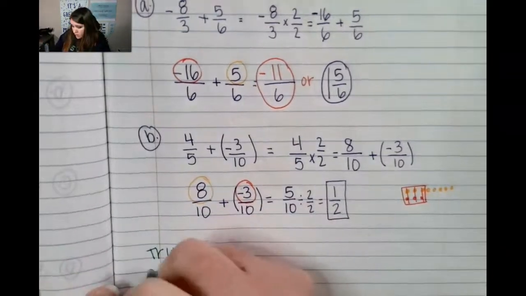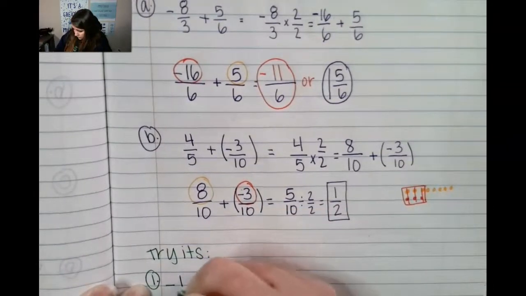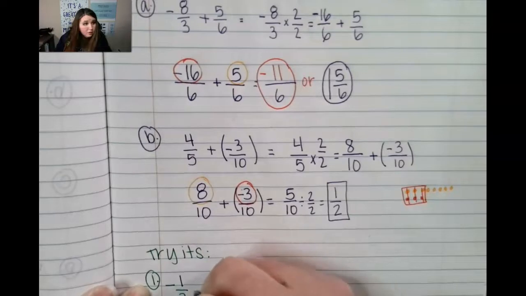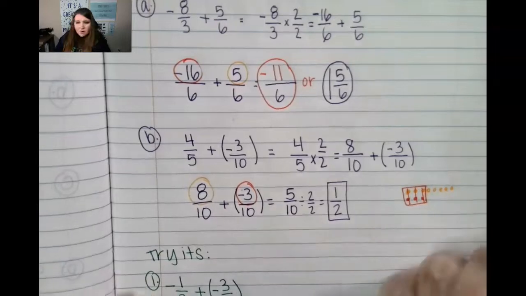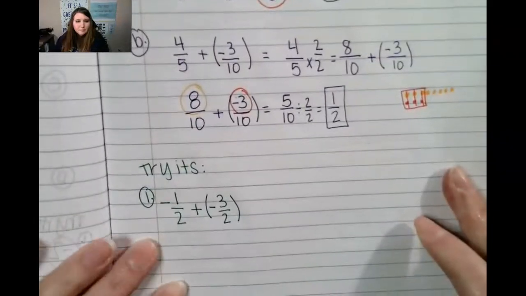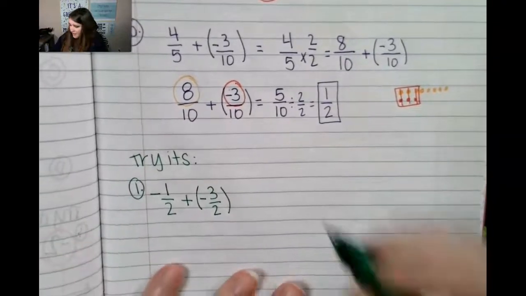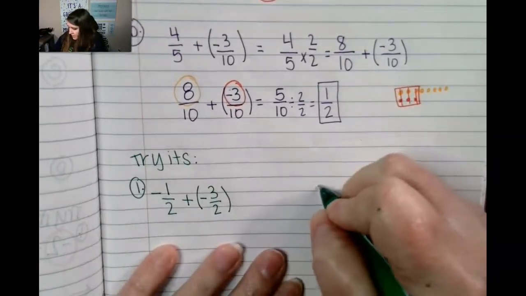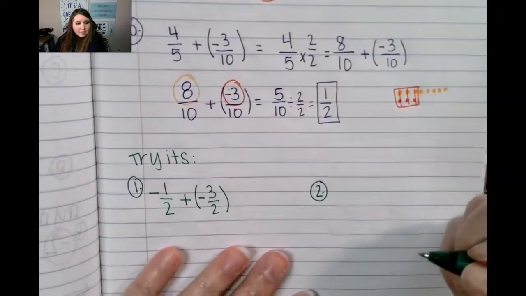Okay, so try-it number 1, I have -1/2 plus -3/2. Oh, on this one, they already gave you a common denominator. Lucky. All right, and then let's do this one and see if you remember how to make an improper fraction.